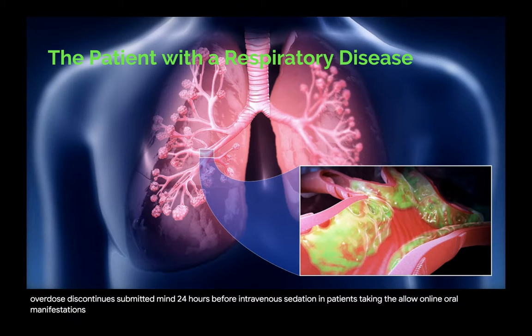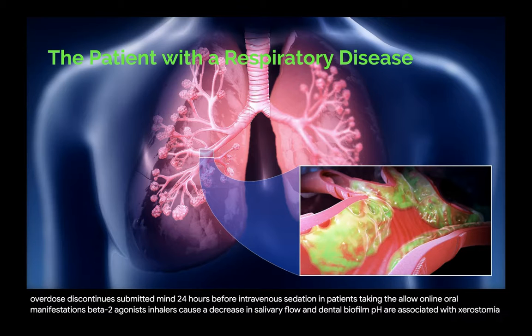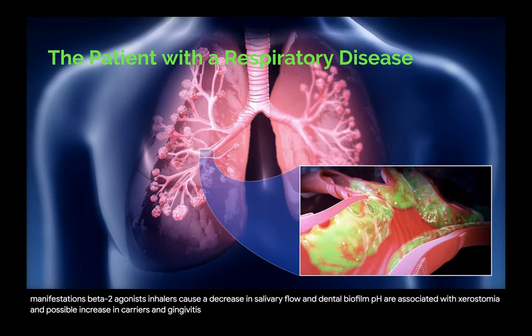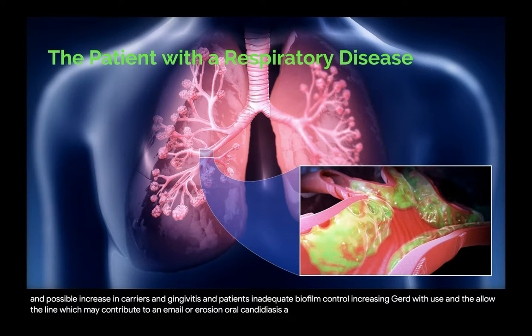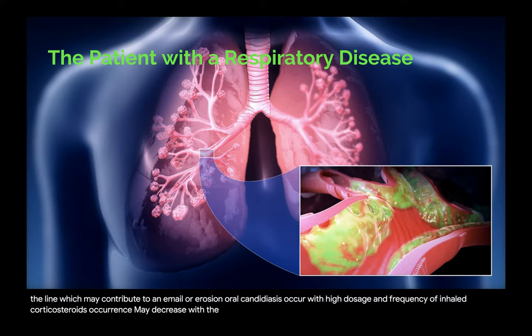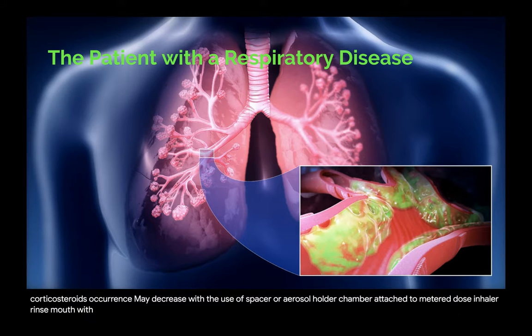Oral manifestations. Beta-2 agonist inhalers cause a decrease in salivary flow and dental biofilm pH, are associated with xerostomia, and possibly an increase in caries and gingivitis in patients with inadequate biofilm control. GERD increases with use of beta-2 agonists and theophylline, which may contribute to enamel erosion. Oral candidiasis occurs with high dosage and frequency of inhaled corticosteroids. Occurrence may decrease with the use of a spacer or aerosol holder chamber attached to the metered dose inhaler. Rinse mouth with water after each use.